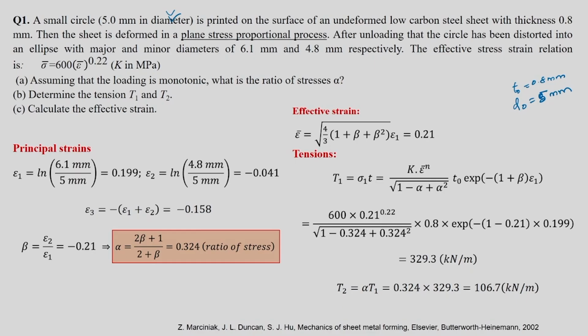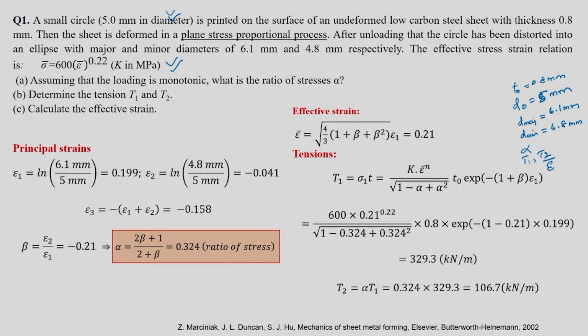So, after deformation, the major and minor dimensions are given. D major is 6.1 mm and D minor is 4.8 mm. The effective stress-strain relationship is a standard one. So we need to get alpha, then T1 and T2, and then you can get the effective strain.